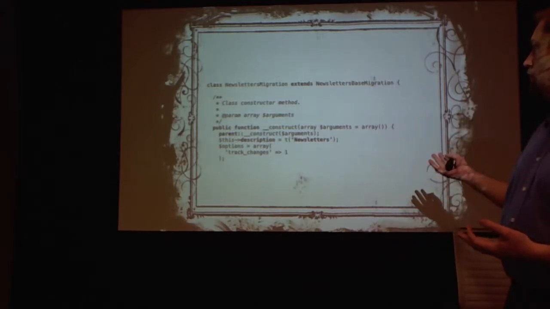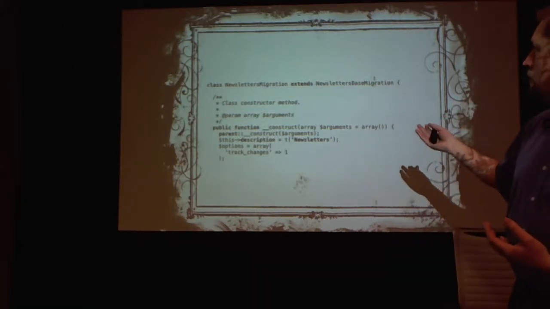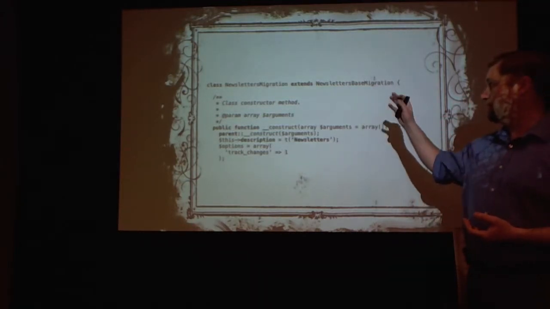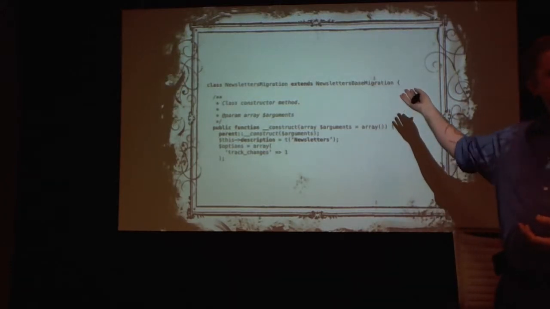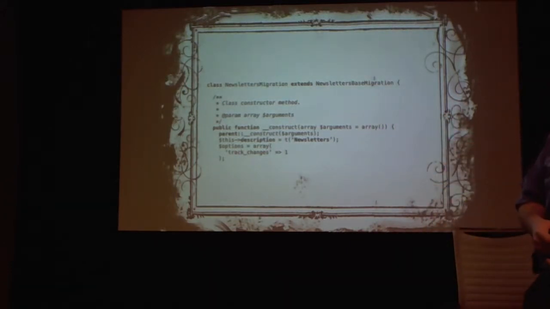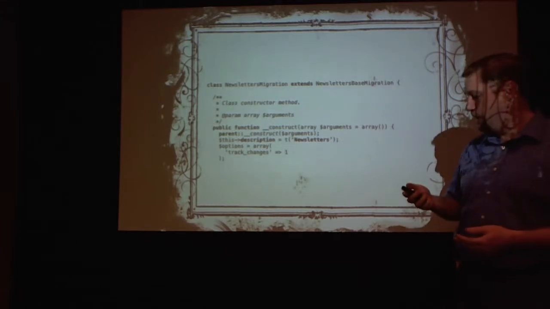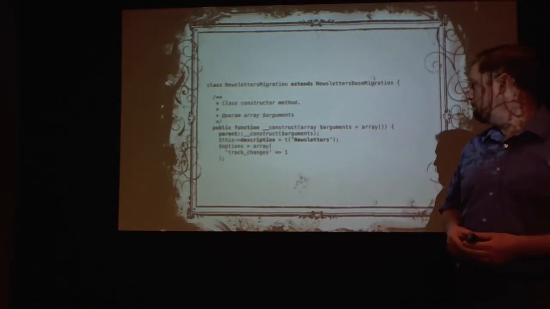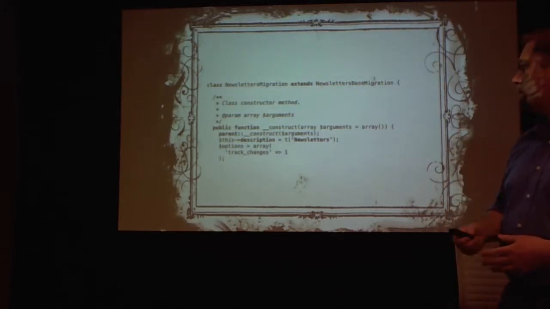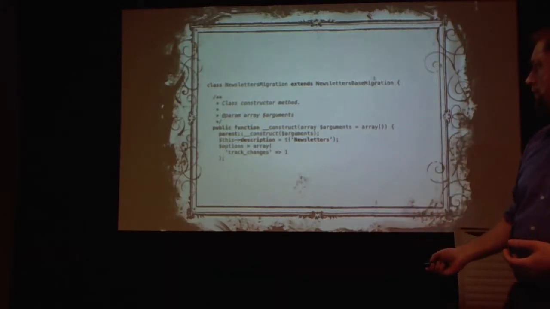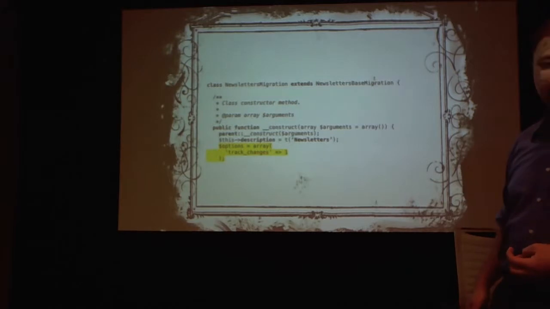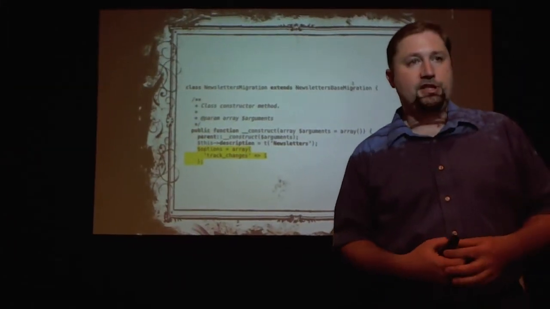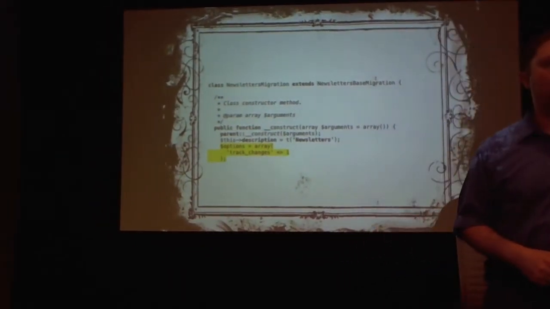So in taking a look at this, again, we have a class called newsletters migration. It's extending that abstract base migration class that we just looked at. So again, like I said, you do want to call the parent constructor, and then you're going to set up some things here. What's really important here is track changes. This is a new feature of the 2.6 release of Migrate.